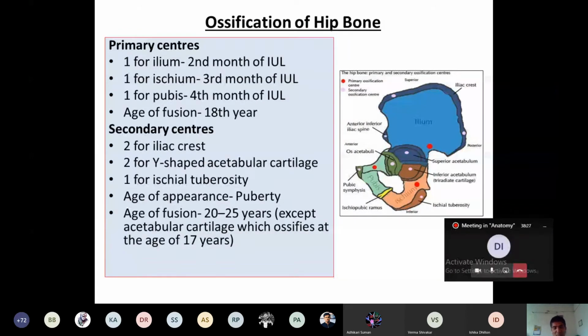Now, after this, these are the main parts of the hip bone. If you answer these many things, then you can easily score good marks. Okay. Now come to the ossification of the hip bone.